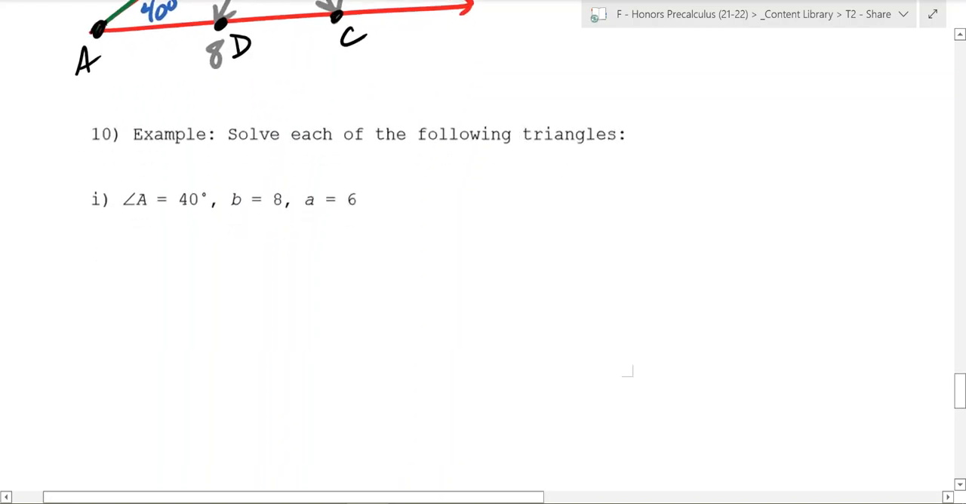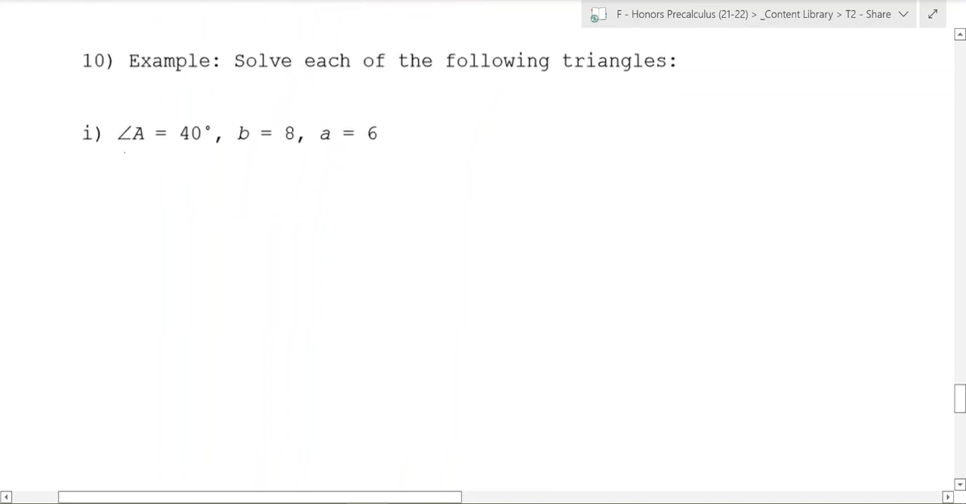So let's see what happens. If I'm given 40 degrees, b is 8, and a is 6, the first thing you need to do is draw what's going on. We call that A right there, so 40 degrees. And so this angle right here will be the 40 degrees. So there's 40 degrees right there. And I'll make that a little thinner so it'll fit a little better there.